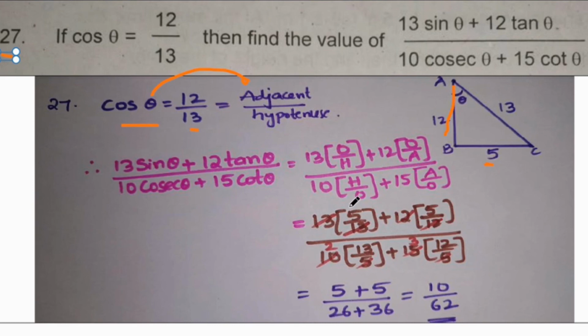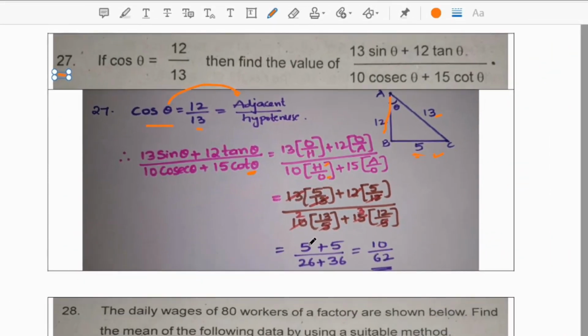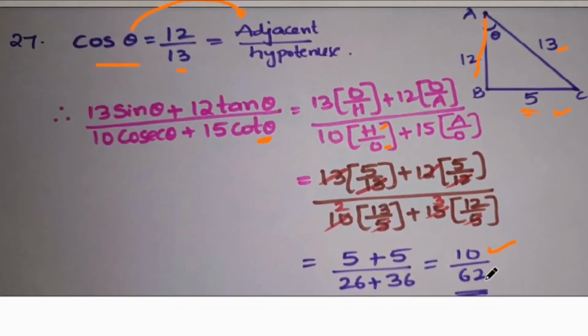So 13 sin theta, 13 times 5 by 13, sin theta is nothing but opposite by hypotenuse, which is 5 by 13 based on the diagram. 12 tan theta, tan theta is nothing but opposite by adjacent, 5 by 12 based on the picture, divided by 10 cosecant theta. Cosecant theta is nothing but hypotenuse by opposite, which is 13 by 5. Plus 15 cot theta, adjacent by opposite, 12 by 5 based on the picture. So 13 13 cancel, 12 12 cancel, 5 ones are 5, 2 twos are 4, 3 fives are 15. After cancellation we get 5 plus 5 is 10, 26 plus 36 is 62.